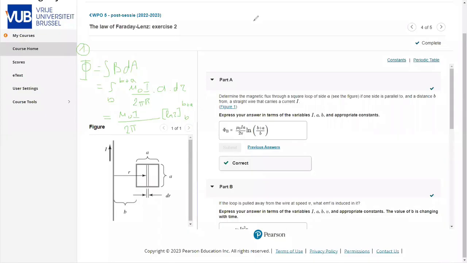Okay. So for this one, you just need one step for A. What you have to do is just the magnetic flux. You have to use this formula from there.